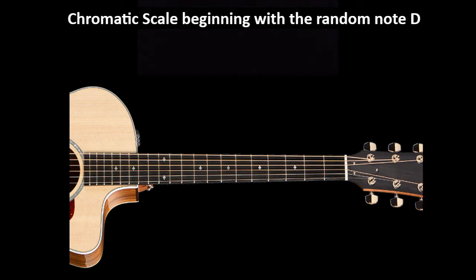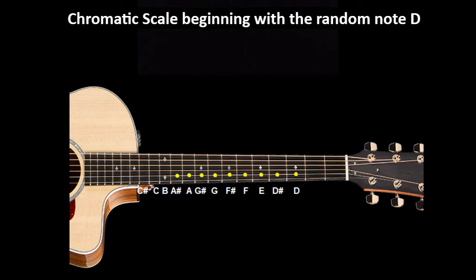Now let's play a chromatic scale beginning with the random note D. D, D sharp, E, F, F sharp, G, G sharp, A sharp, B, C, and C sharp. And there we have another one-octave chromatic scale played in the key of D.